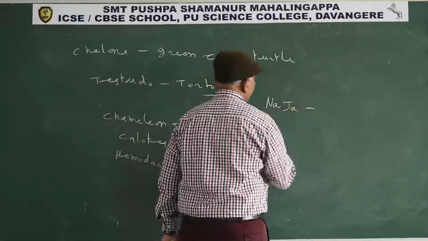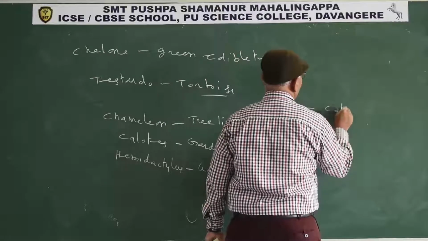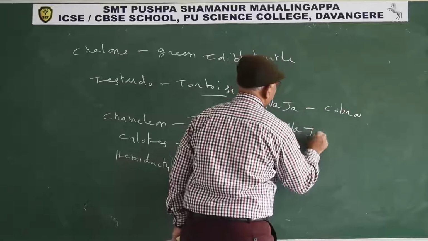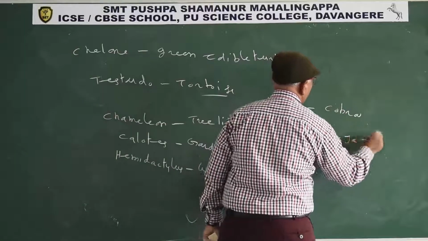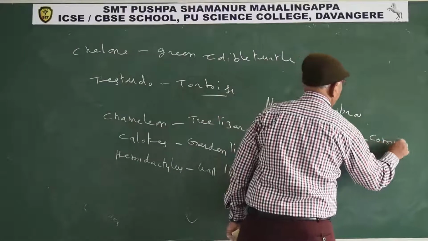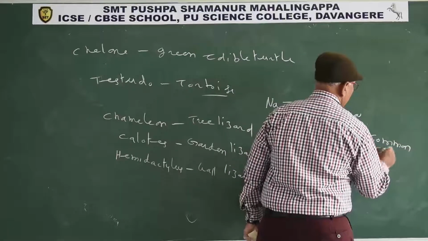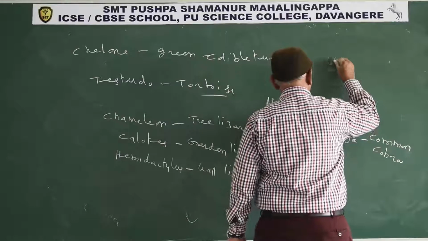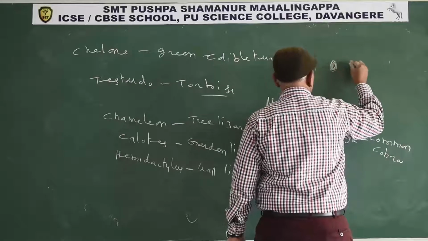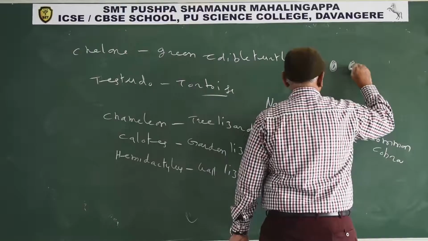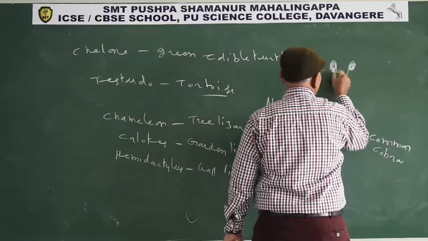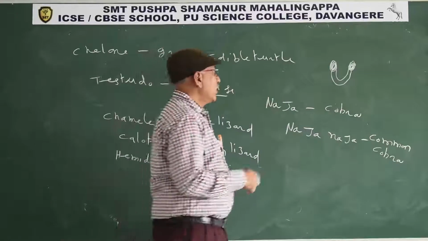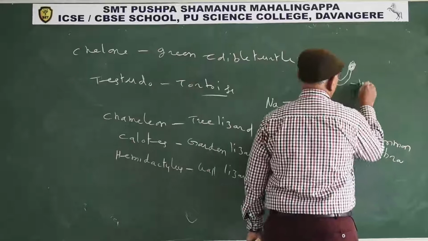Naja, cobra. Again Naja, common cobra. In common cobra, on the hood, spectacle mark is present. Two oval shaped spots connected by a thread. It is known as spectacle mark. Spectacle mark is present on the hood.